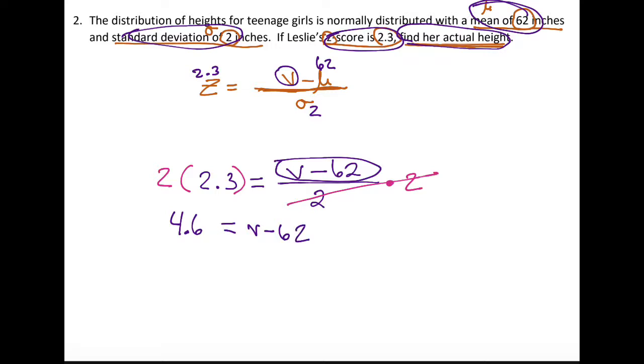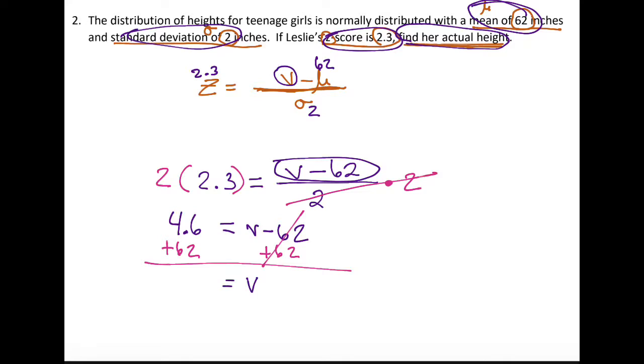So now to get v by itself, we have to add 62 to both sides. And now we can see that that will go away. That inverts itself. So v equals 66.6 inches.